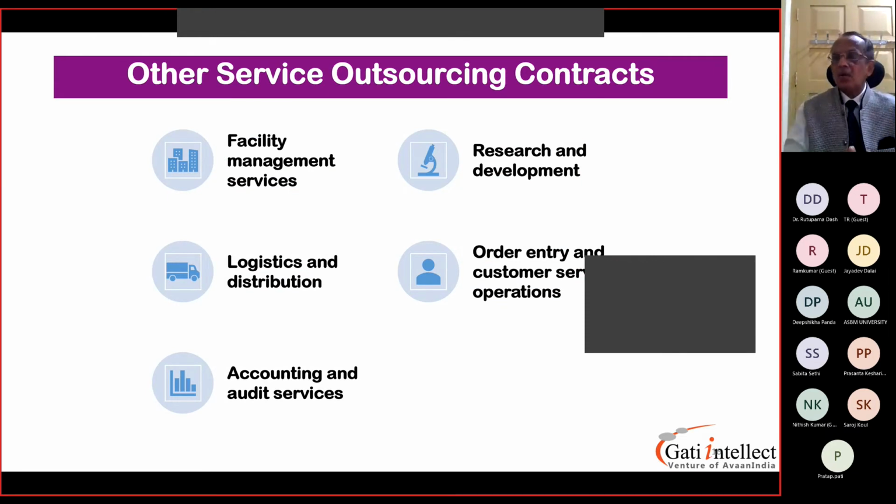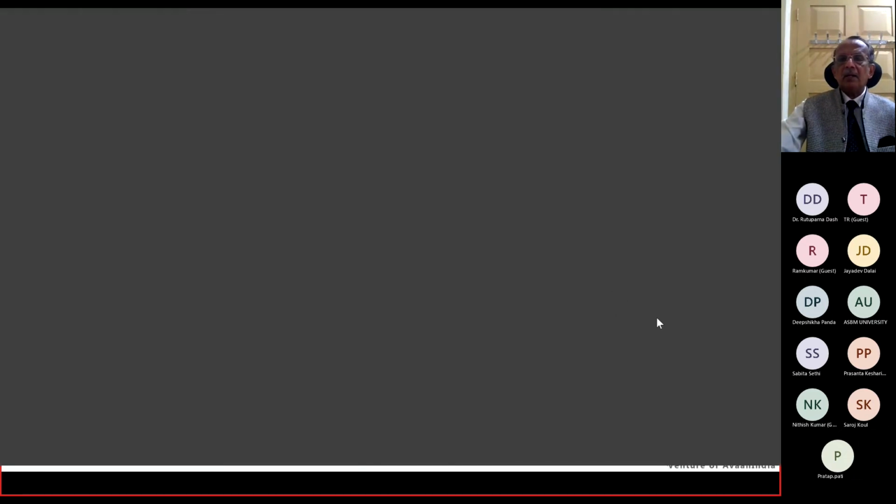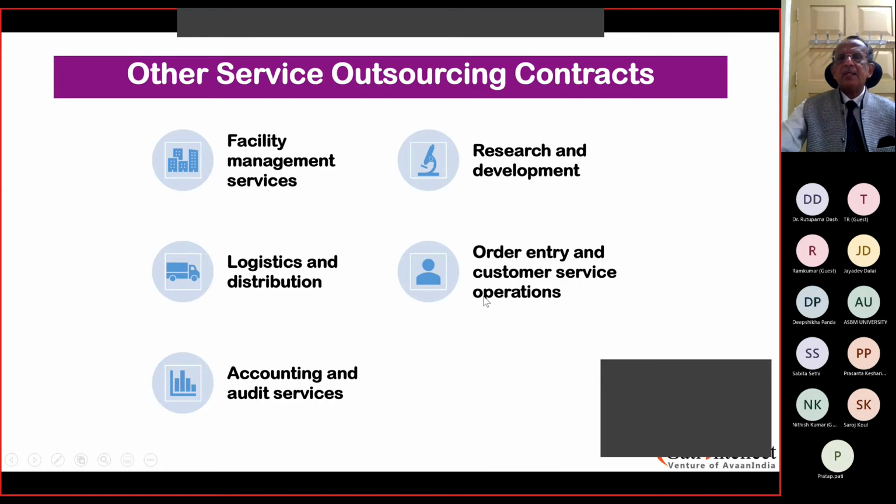There are other contracts as well, which are of a short-term duration, or it can be a spot contract, short-term, like facility management services. Logistics and distribution comes here. Your catering can come here. Logistics and distribution, accounting and auditing. Research and development, then order entry and customer service operations.